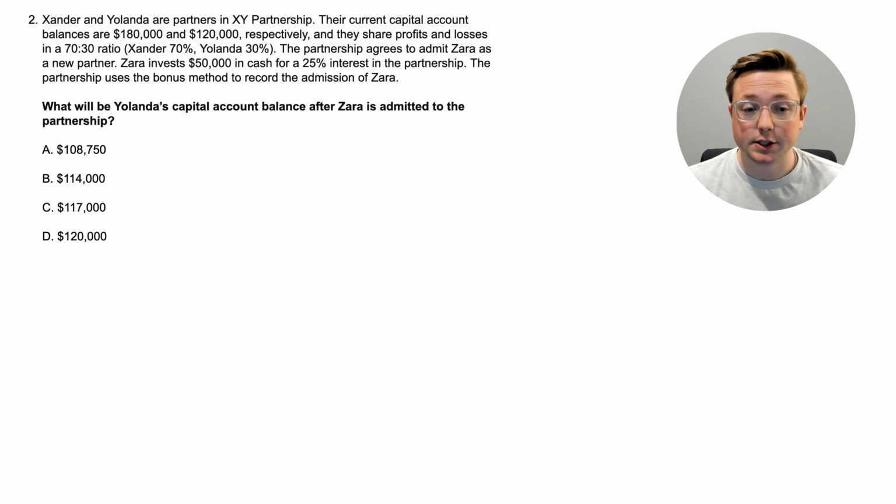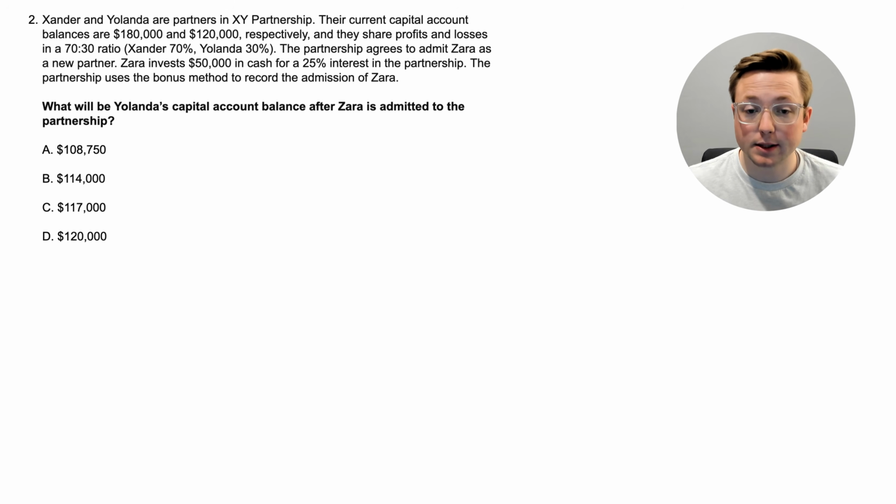All right, here we are at question 2. What will be Yolanda's capital account balance after Zara is admitted to the partnership? Xander and Yolanda are partners in XYZ partnership. Their current capital account balances are $180,000 and $120,000 respectively, and they share profits and losses in a 70-30 ratio. And so that would mean that Xander is 70% and Yolanda is 30%. The partnership agrees to admit Zara as a new partner. Zara invests $50,000 in cash for a 25% interest in the partnership.